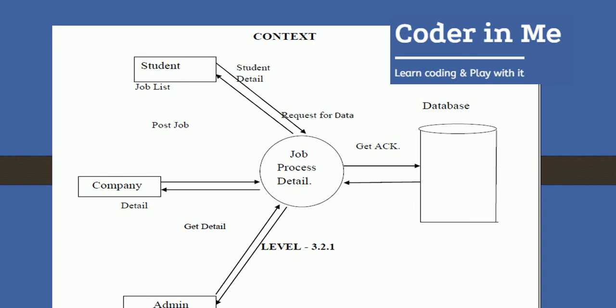Now it is a data flow diagram: how data will flow from keyboard to system, and how it will display. First of all, there are 3 modules, basically 3 persons who can use this: the students, the company, and the admin. Students will request data, student details, and that request will be given to the job process detail. It will go to the database, and the database will give the result for students. Just like that, the company wants to check details, the job process detail will give the details of any student, and admin can do the same thing.